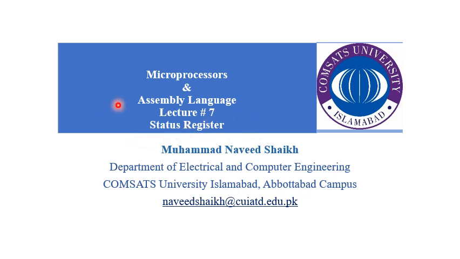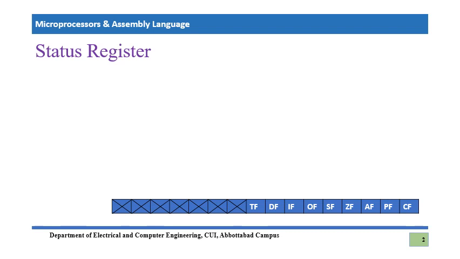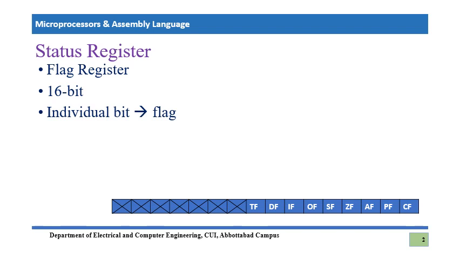So let's proceed to the topic. The topic of today's lecture is status register, which is also known as flag register. It is a 16-bit register which has individual bits known as flags, and these flags are responsible for stating the current position or current environment of the microprocessor by reporting several events going on as a result of instruction execution.